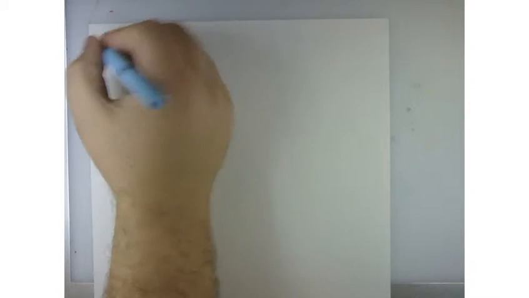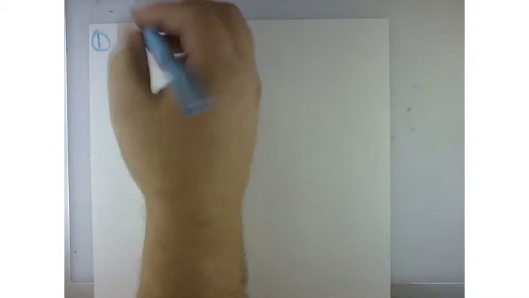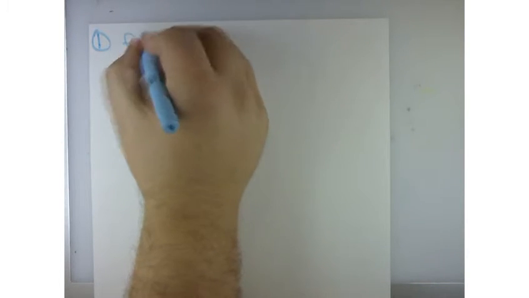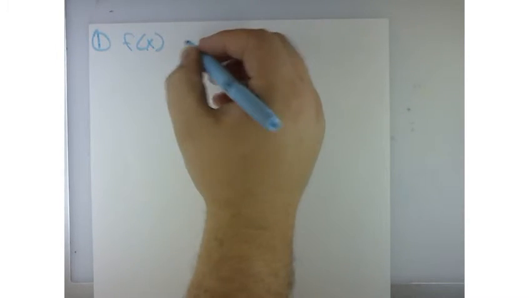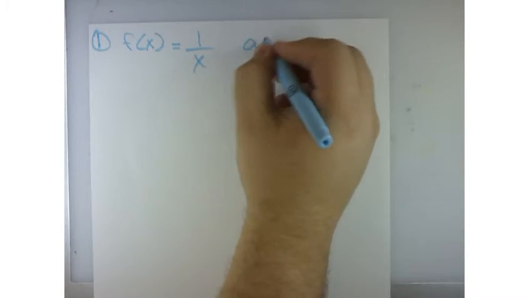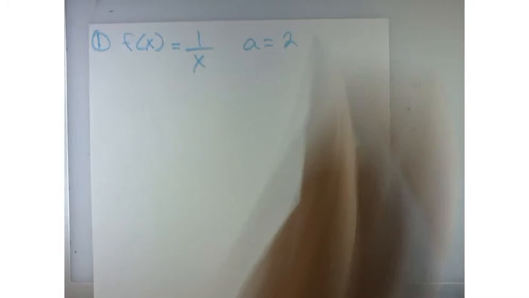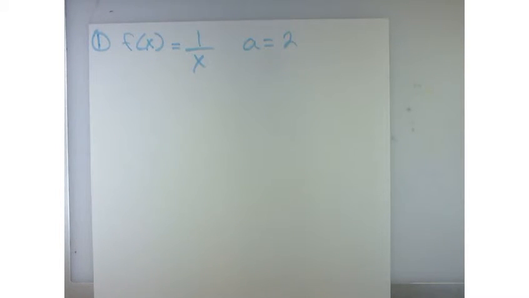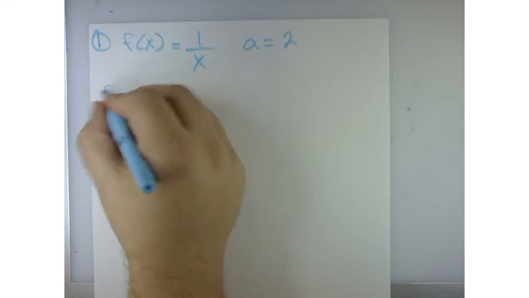This is different. You have to think. So for problem number 1 from the homework, we are given f of x is equal to 1 over x, and we're asked to evaluate f prime at a equals 2. And they give us a very specific way to do it.